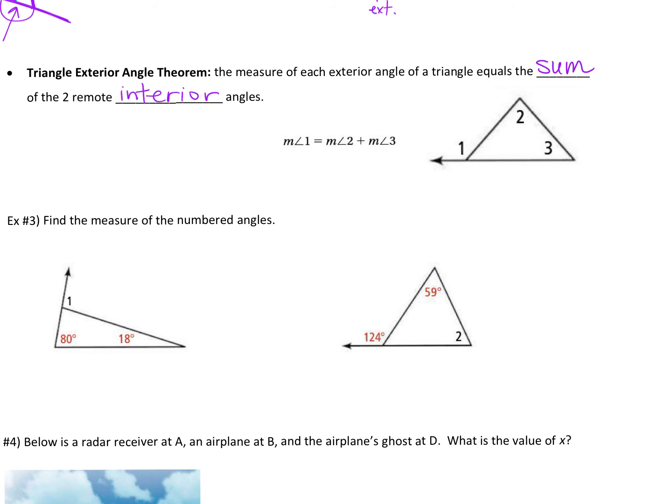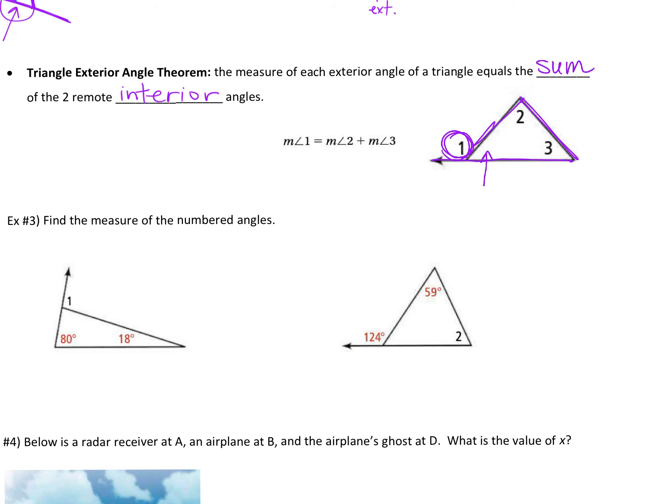Let me explain. If I'm looking at this triangle here, okay, this exterior, if you think about it, it's supplementary to this angle, right?